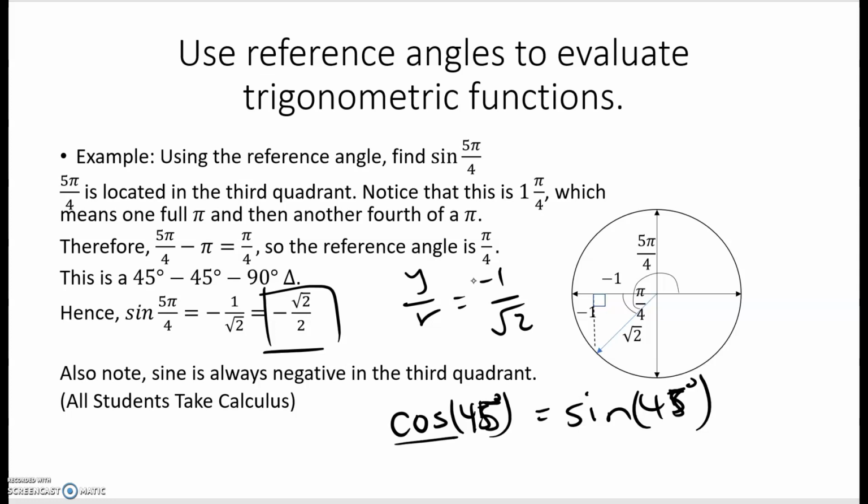Remember, if you have sine and cosine, and these two angles add up to 90, these are cofunctions, which means they are equal to each other. That's why they're the exact same thing.